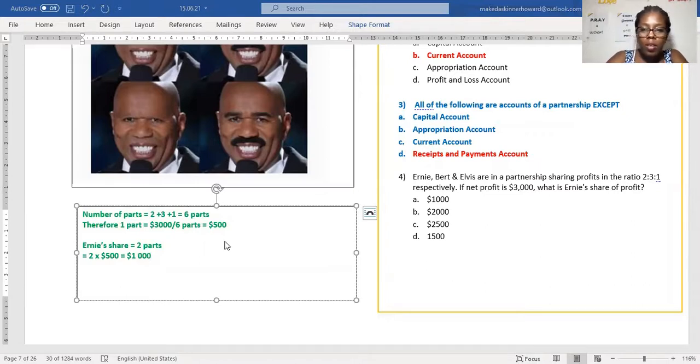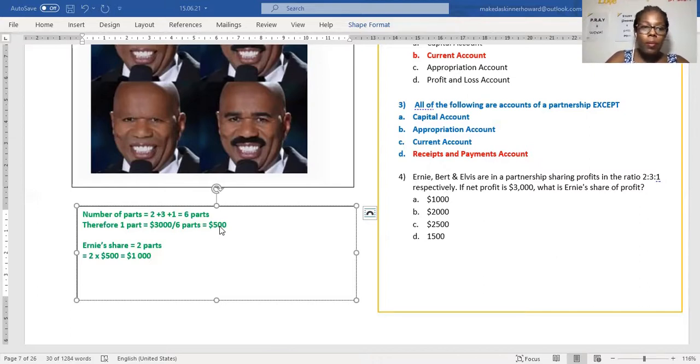Okay, so we have the working on the screen now. Number of parts, how do we get the number of parts? We start by adding up all the numbers in the ratio, the profit sharing ratio. Okay, so we add the 2, the 3, the 1, that's going to give us 6 parts. We find for one part, take the total profit, which is 3,000 in this case, divided by the number of parts, and that's going to tell you how much is one part.